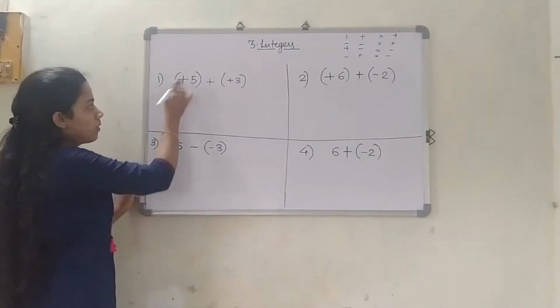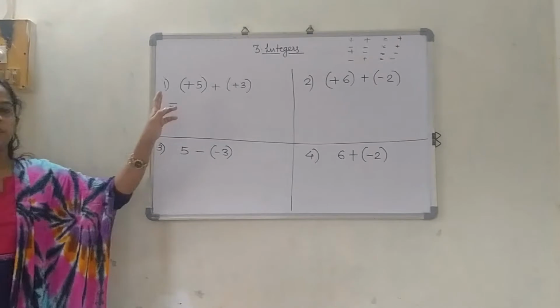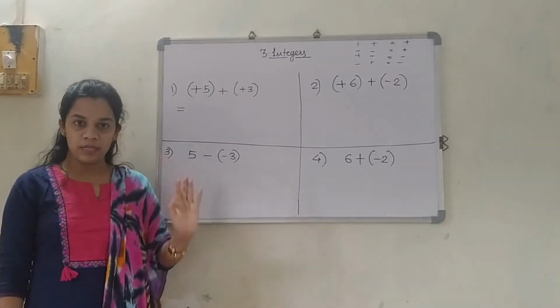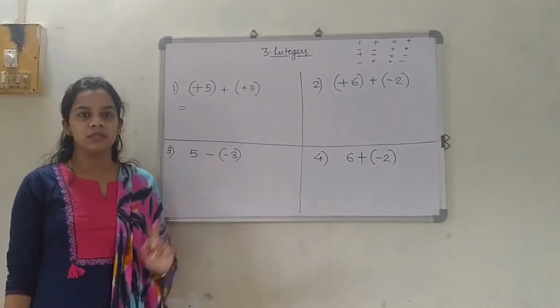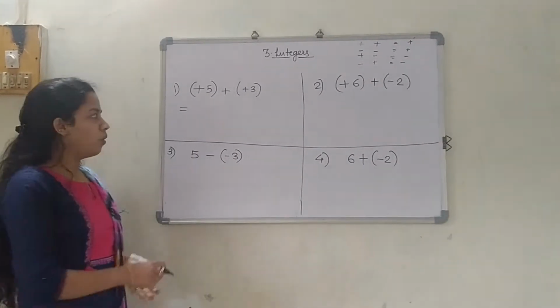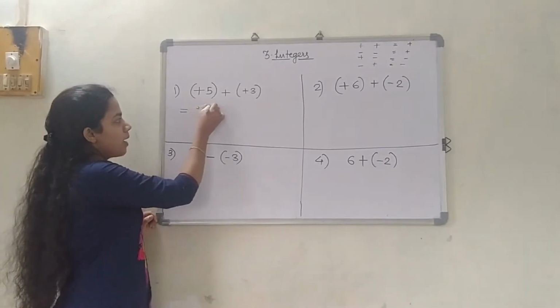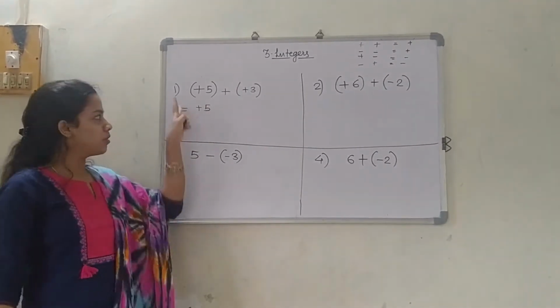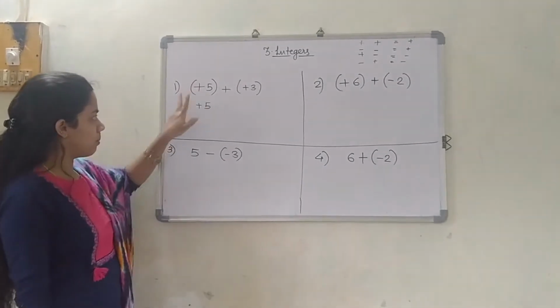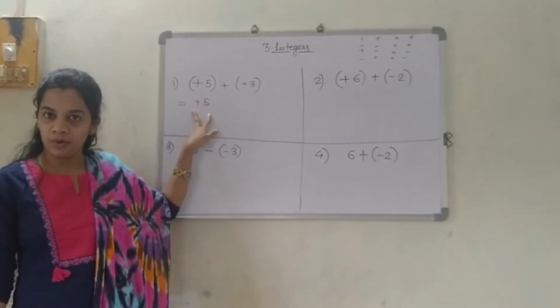Now, just focus on this first problem. It is plus 5 plus 3. Focus on the first number. It is plus 5. So I am just going to write it plus 5 as it is. I have just removed the bracket of the number. What I did? I have written the first number as it is down.